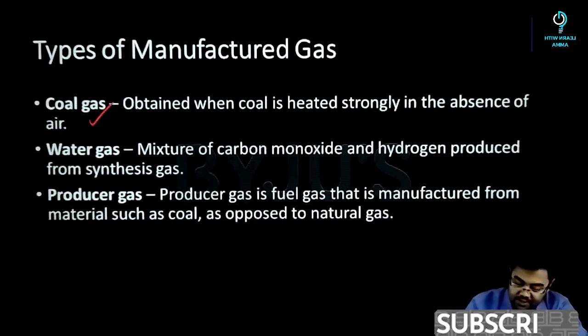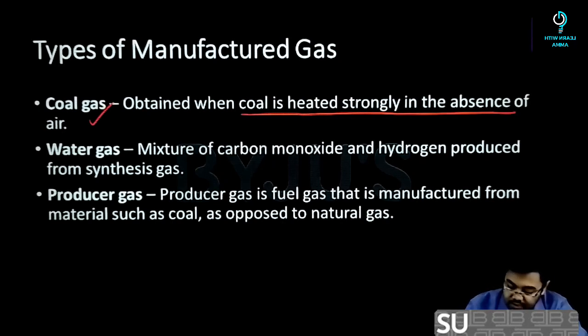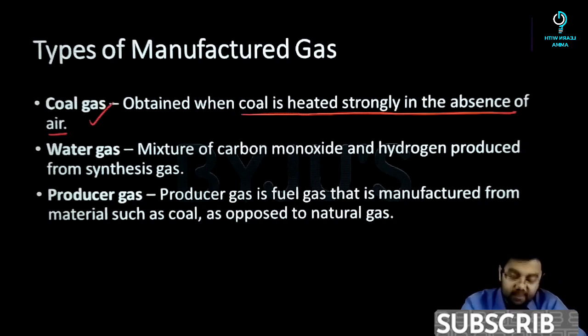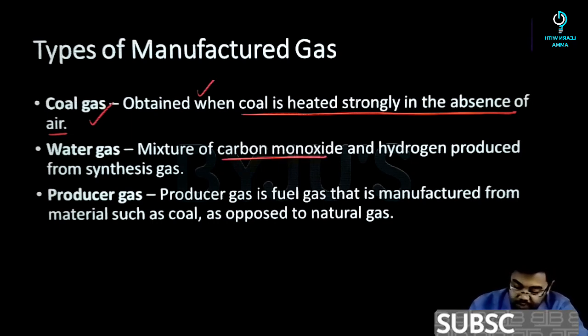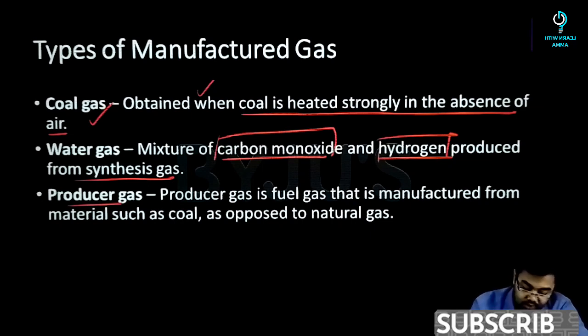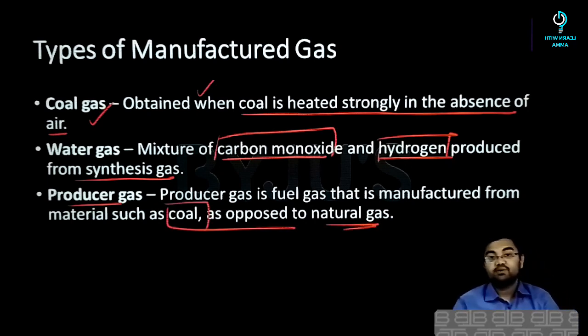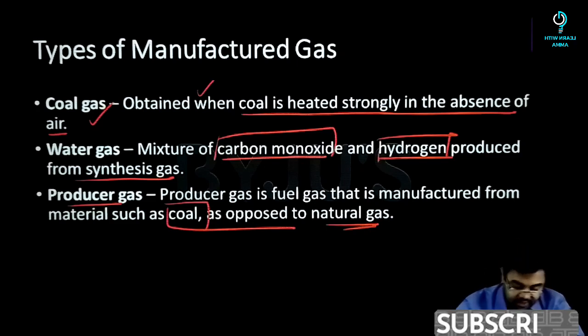When it comes to coal gas, it is obtained when coal is heated strongly in the absence of air. So if you heat coal in the absence of air, then you get coal gas. Then water gas is a mixture of carbon monoxide and hydrogen produced from synthesis gas. So a mixture of carbon monoxide and hydrogen. Then you have producer gas. Producer gas is a fuel that is manufactured from materials such as coal, as opposed to natural gas. So burning of coal is providing you producer gas.